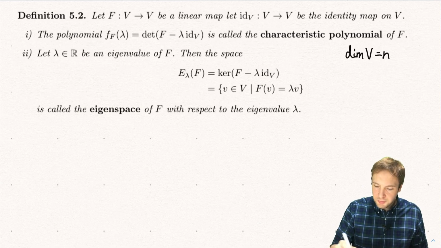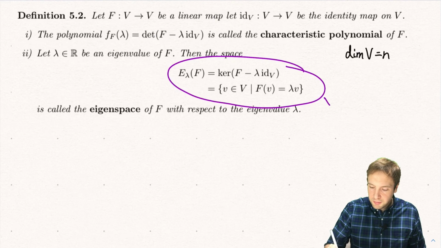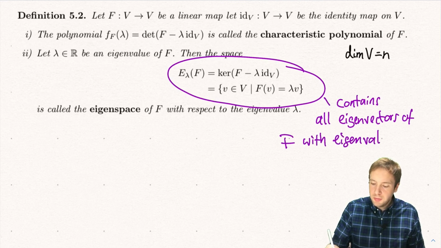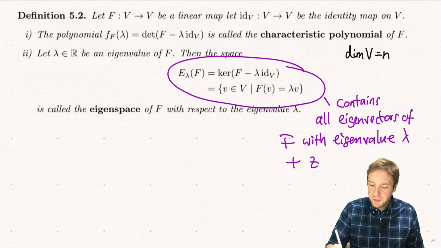So maybe let's mark this here. So this contains all eigenvectors of f with eigenvalue lambda and the zero vector.